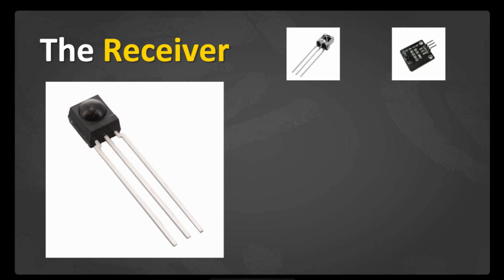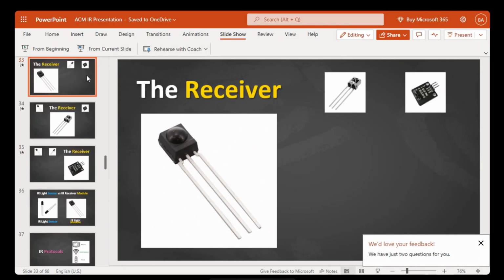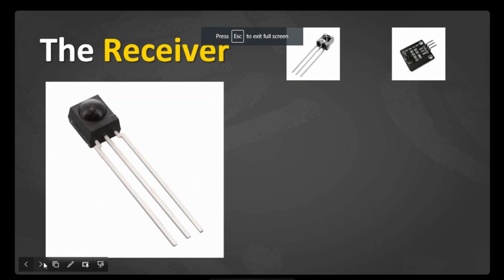And then the round portion, that's the, what's it called? Photodiode. That's what actually detects the light, the kind of round portion.